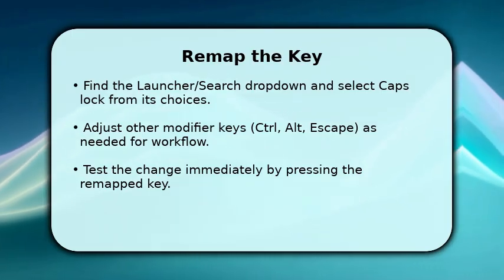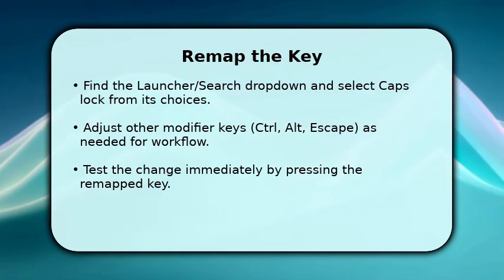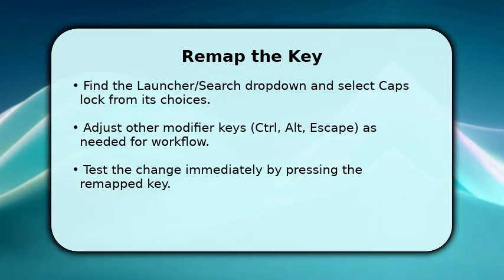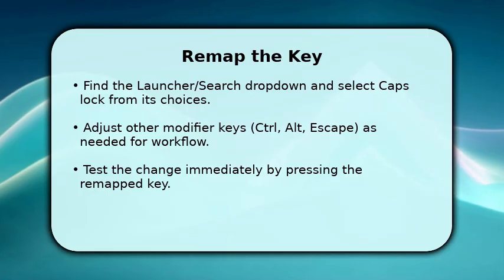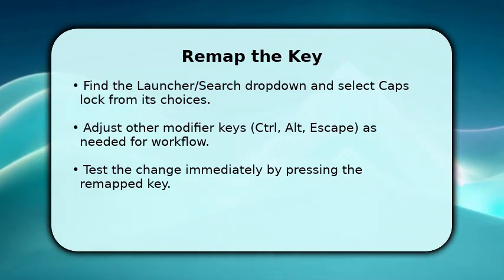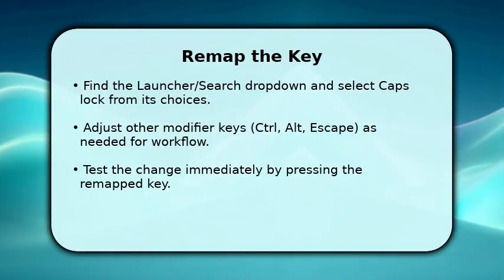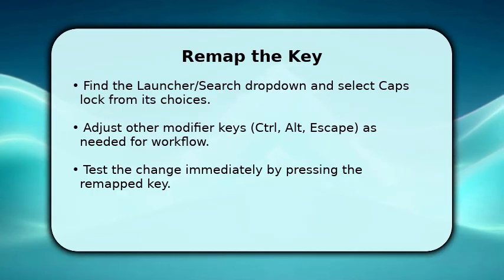Once done, look over other modifier key dropdowns in the same panel and tweak Control or Alt if you rely on different layouts. After making changes, press the remapped key to confirm it toggles uppercase typing. If it doesn't, undo and reselect the option. Occasionally, the UI needs a repeat selection to register.